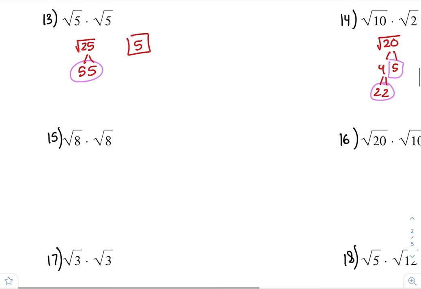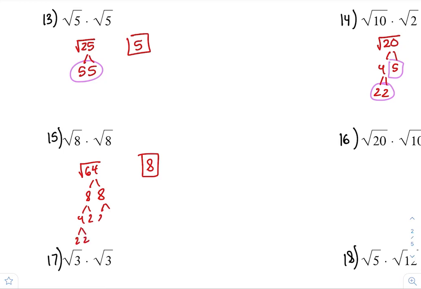15. Alright, square root of 8 times square root of 8. They're both on the inside of the square root. So that's square root of 64. And square root of 64 is a perfect square, which is just 8. And if you need to see it to believe it, 8 and 8, 4 and 2, 2, 2, 2, 4, 2, 2. Pair of 2s, pair of 2s, pair of 2s, which is 2 times 2 times 2, which would give you 8.